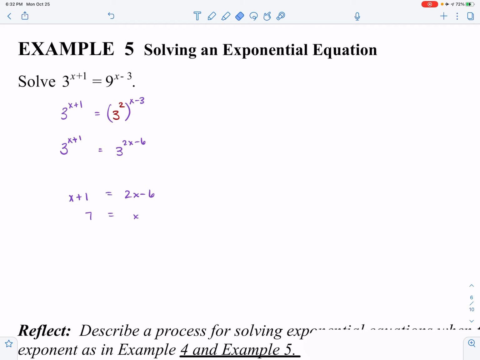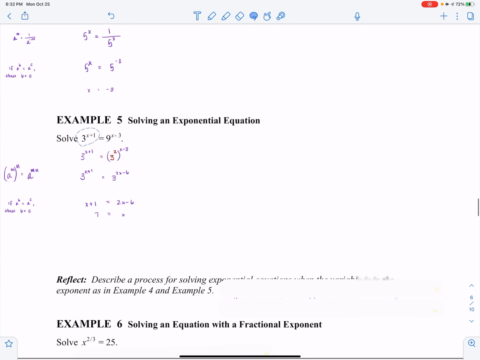You can plug this in to check your work. So 7 plus 1 is 8. You can ask yourself in your calculator, what is the value of 3 to the 8th power? And then you can look at the other side, and 7 minus 3 is 4. So is 9 to the 4th power the same as 3 to the 8th power?